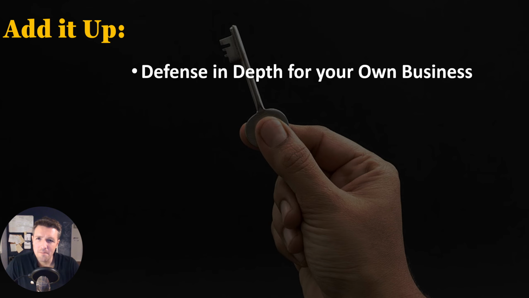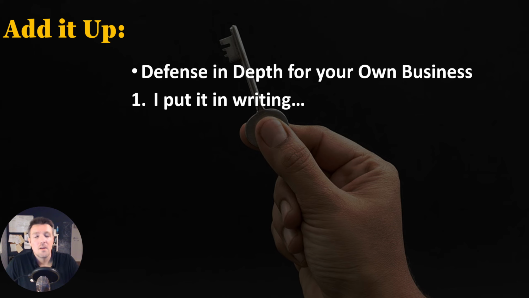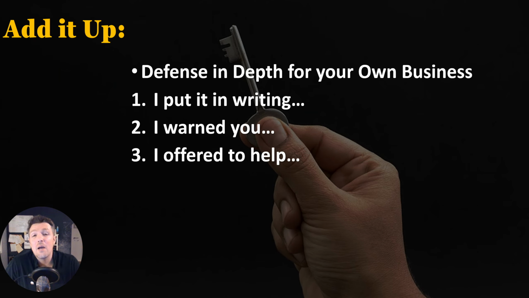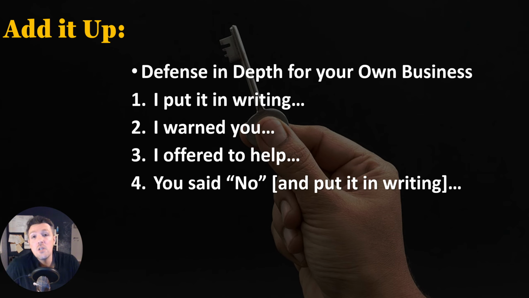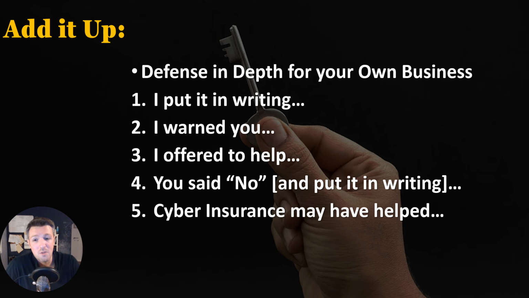Well, think about it this way. Defense in depth for your own business. You take all these tools. What's going to happen? Telling the judge or the jury, hey, I put it in writing. I told them this is what we're doing, this is what we're not doing. I told them, hey, this was a risk. I warned them. I said, hey, this could be a problem. I offered to help the client even after that. They still said no, and potentially put it in writing that they still didn't want me to help them with this potential problem that was out there.